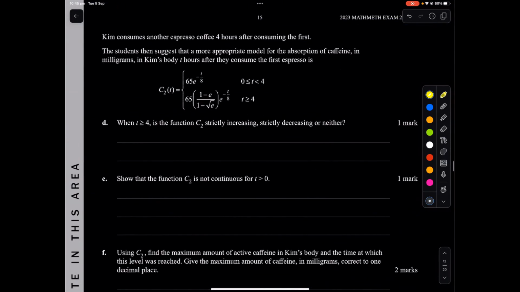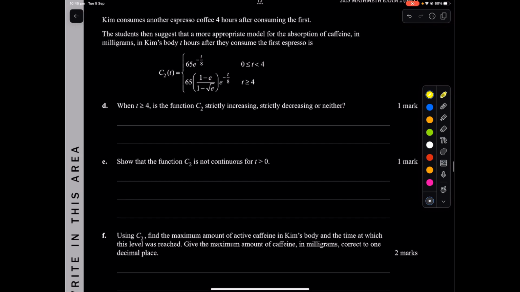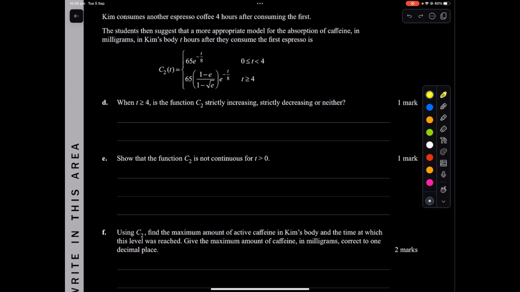Next question. Kim consumes another espresso coffee 4 hours after consuming the first. The student then suggests that the more appropriate model for the absorption of coffee in milligrams in Kim's body 2 hours after they consume the first espresso is this. So it's a hybrid function. And so when T is greater or equal to 4, is the function Ct strictly increasing, decreasing, or neither? So we want to find where T is greater than 4.